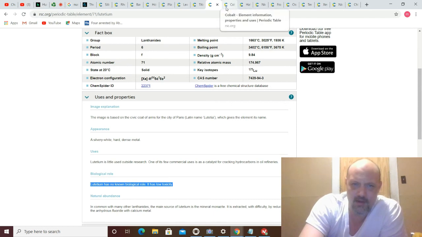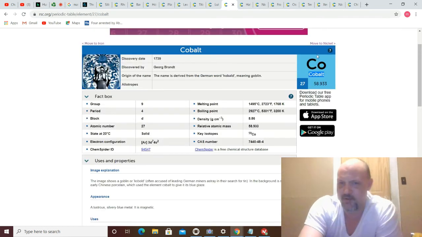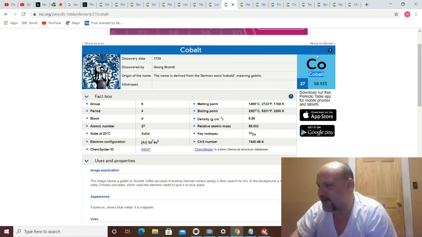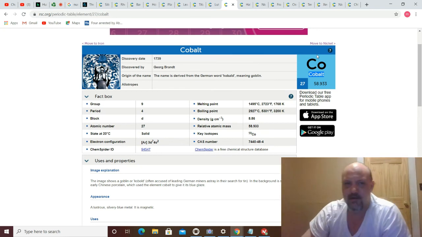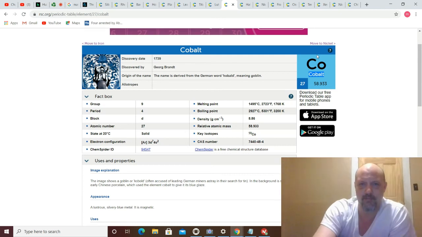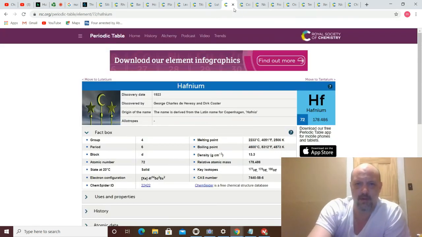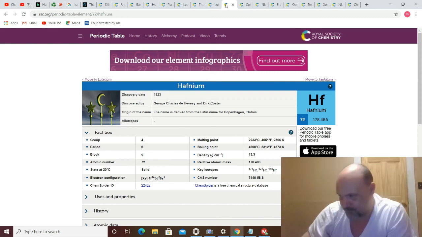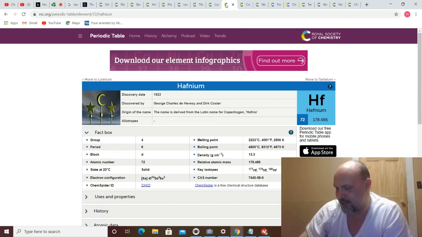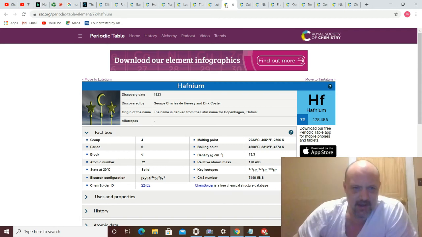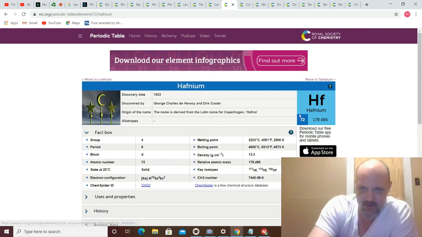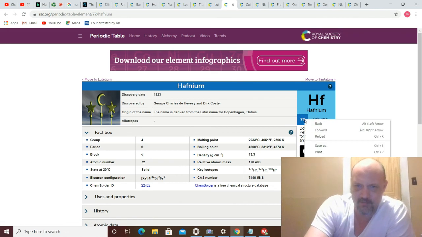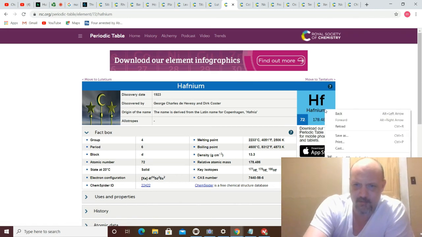So if we move on from that, that gets you through going forward. Now we start coming back, and you take your first two numbers coming back: 72, and that ends up being hafnium.